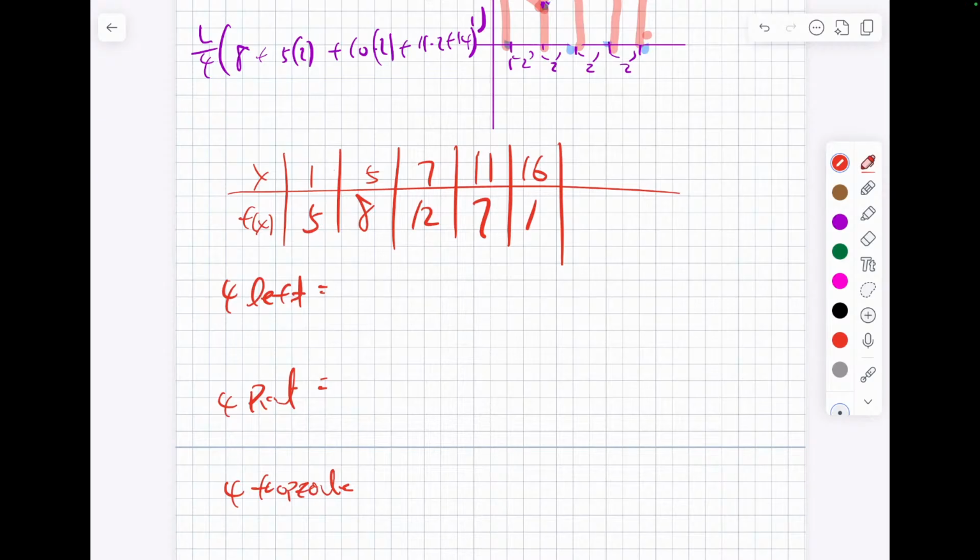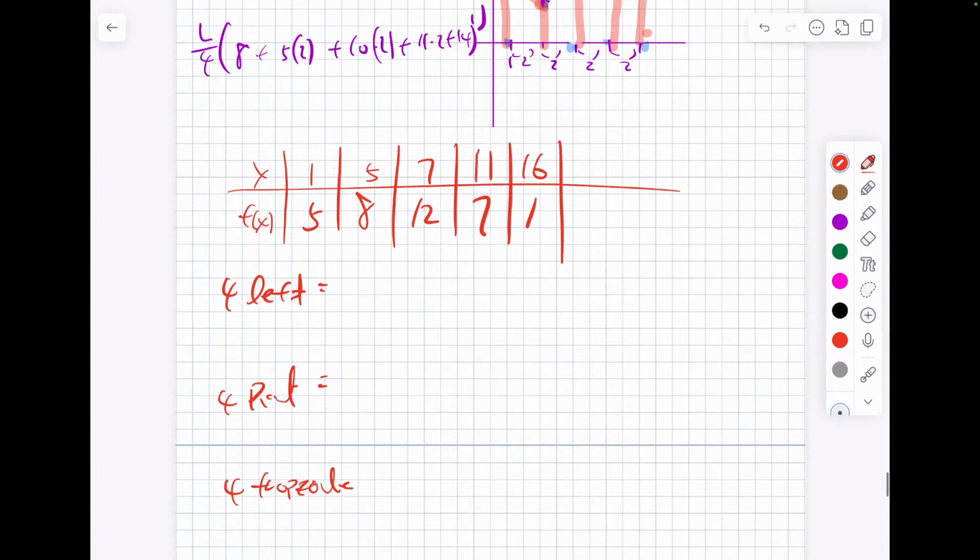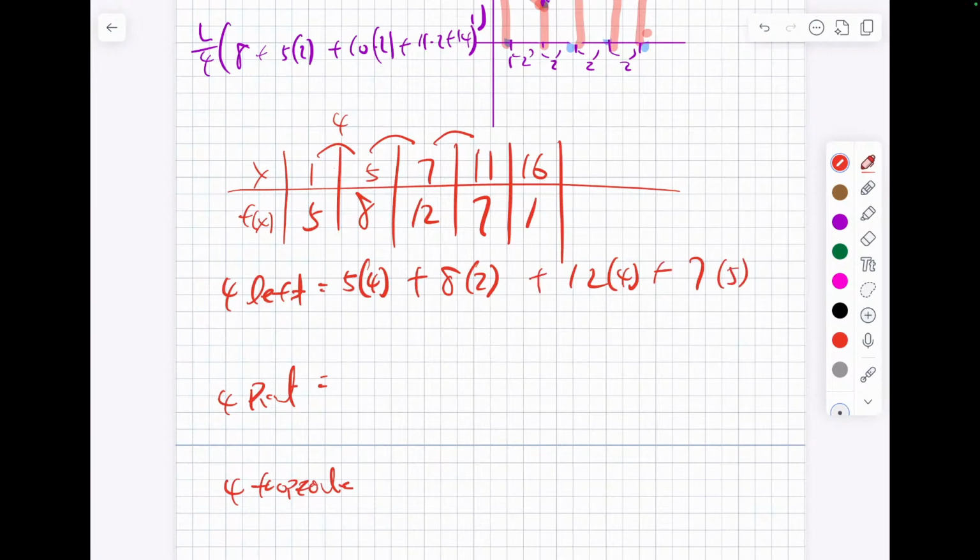Well, that'll be 4-1, right? Okay, left. Left is going to be 5, 8, 12, and 7. That's the height I'm going to use. Each width: this difference is 4, the difference is 2, the difference is 4, and the difference is 5. And you should add this all together. Is that okay? Aiden, this is okay?